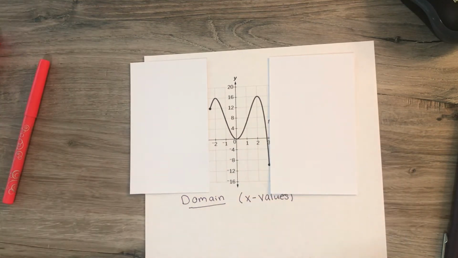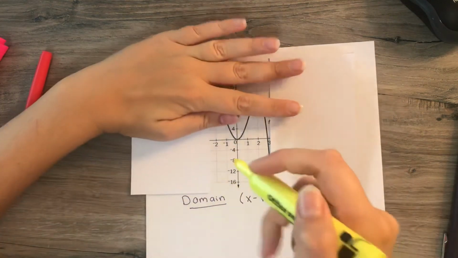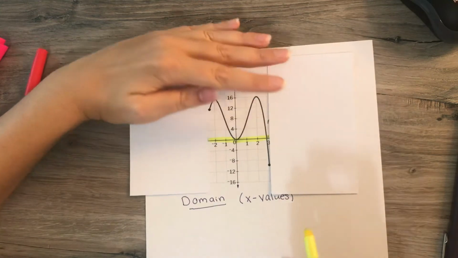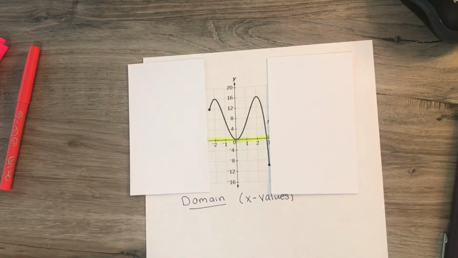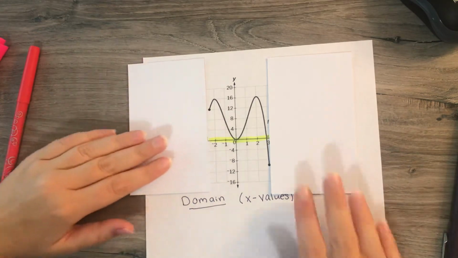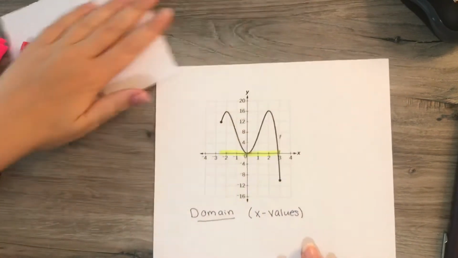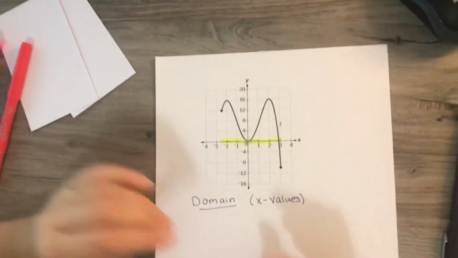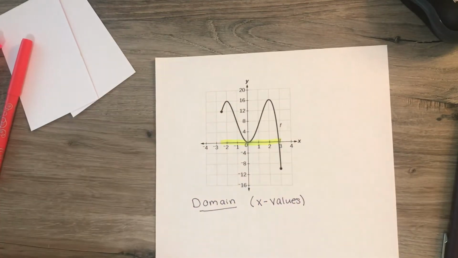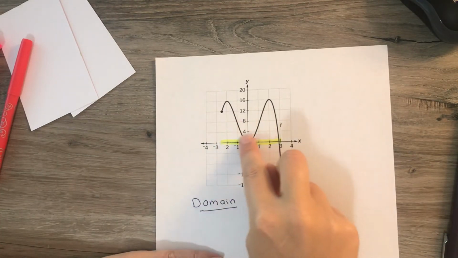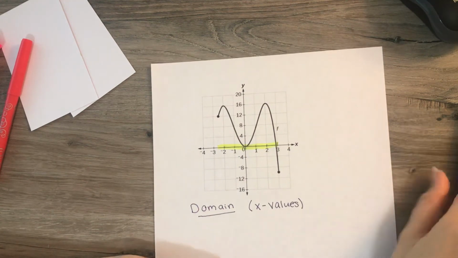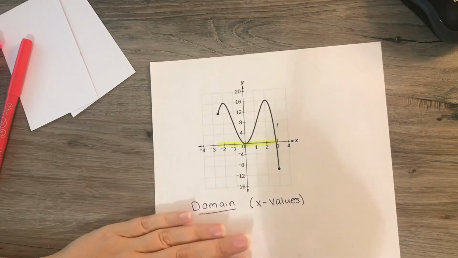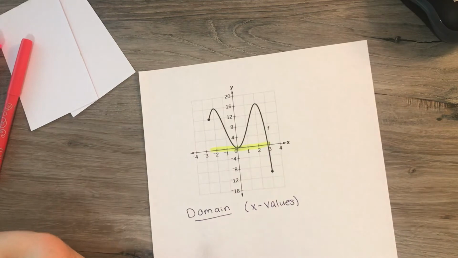So what I'm going to do now is on my x-axis, I'm just going to shade or highlight or draw a line so that way I know that's my graph. Okay. Now I can take these cards away. This line represents all of the x values inside my domain. It's every x value that exists on this graphed line. Now I have to look at my graph and find the values of the two endpoints, the two ends of this highlighted line.